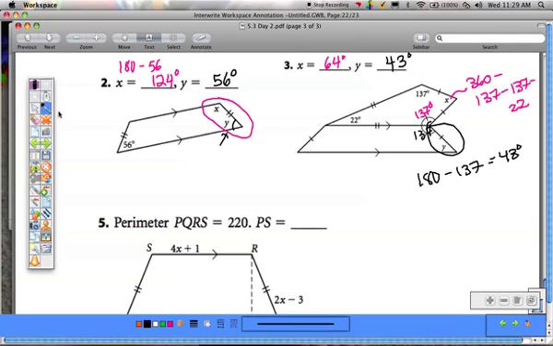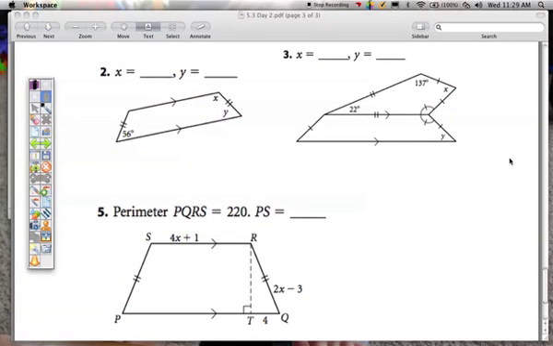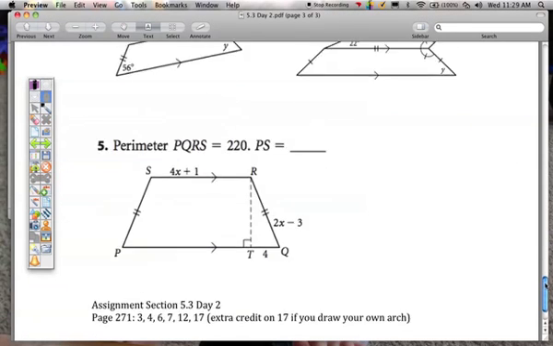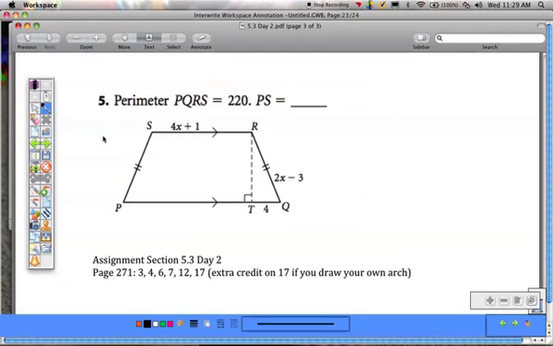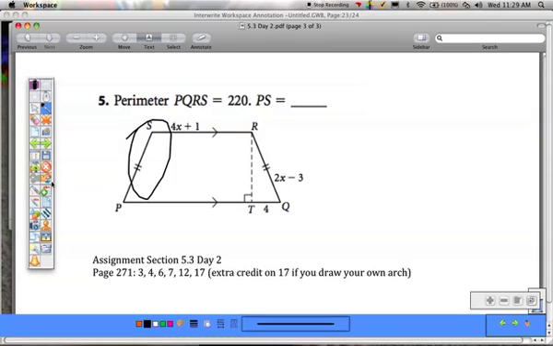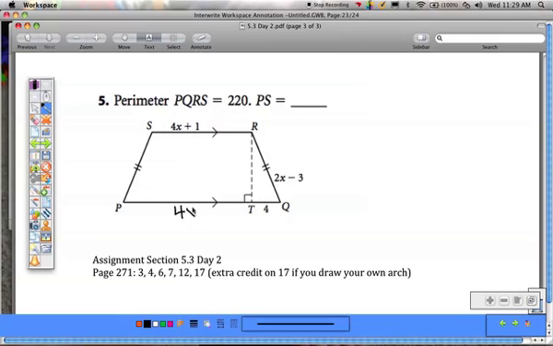There we go. And we have number 5 right here. The perimeter is 220. Find the measure of PS. So we want this side right here. Okay, well, this length is 4x plus 1. So I know this length is also 4x plus 1. This is 4. This is also 2x minus 3. The perimeter is the distance around. So I'm going to add up all the x's around here: 2x, 4x, 4x, and 2x. And that will give us 12x.